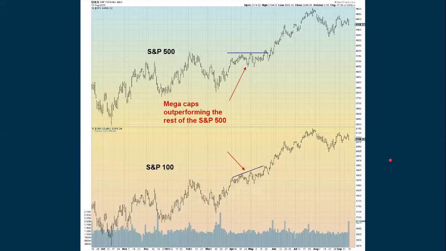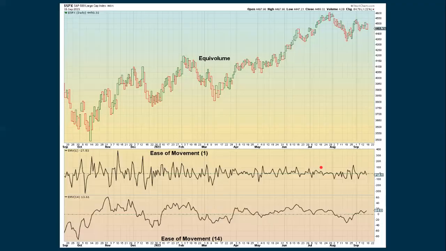We look at the S&P 100, which are the biggest stocks in the S&P 500. Sometimes we see some divergences here. Lately, the big stocks have been outperforming the rest of the S&P 500, but we're not really seeing anything all that drastic on these charts.